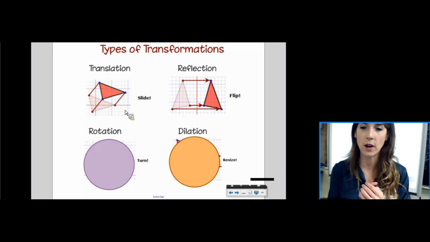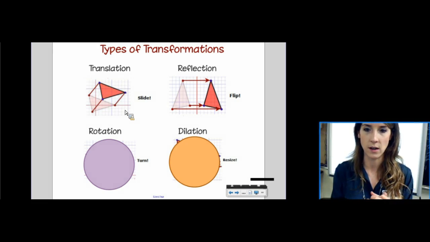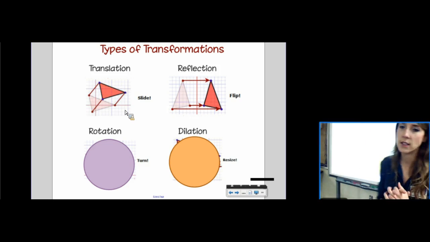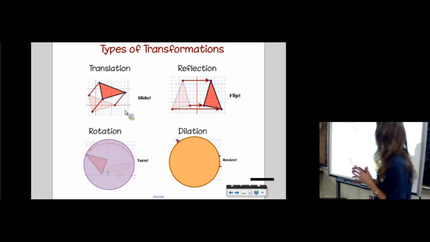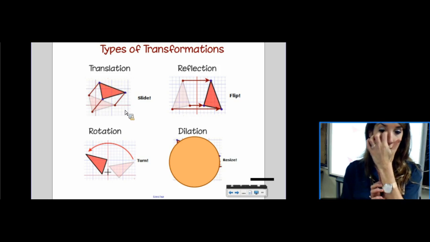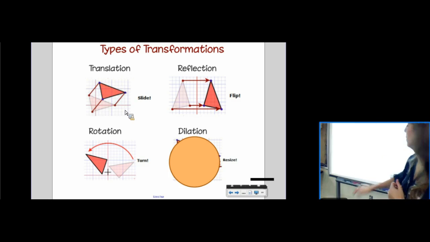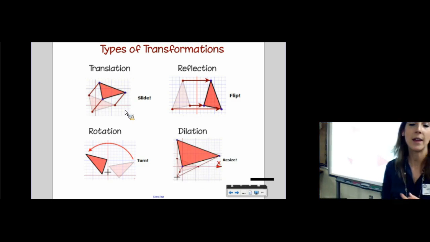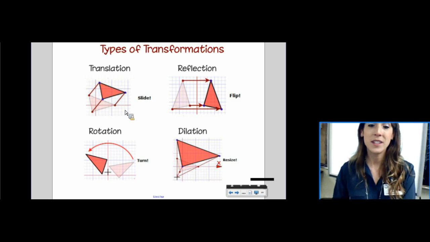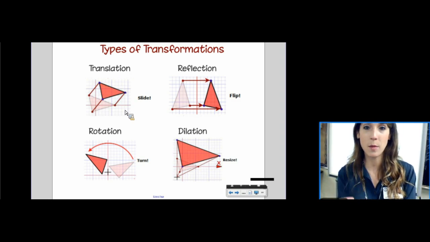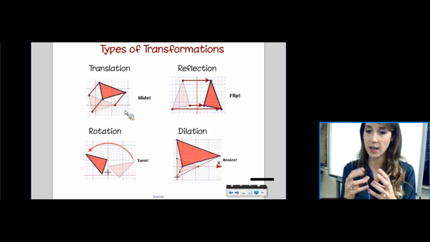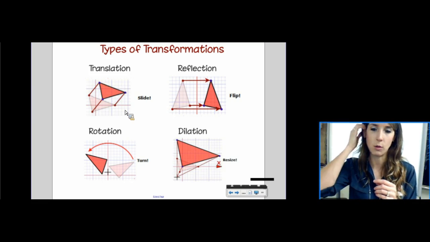Reflection, like looking in a mirror, a flip of the figure. Next word is rotation, also called a turn. And the last word that I want you to write down is dilation, which is, of course, a resize. And we studied dilations the entire similarity unit when we talked about scale factor, when we talked about enlargements and reductions. We were doing dilations the whole time.